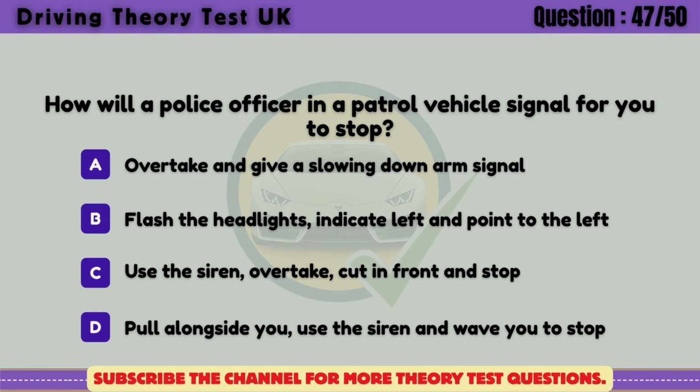Option A. Overtake and give a slowing down arm signal. B. Flash the headlights, indicate left and point to the left. C. Use the siren, overtake, cut in front and stop. D. Pull alongside you, use the siren and wave you to stop.